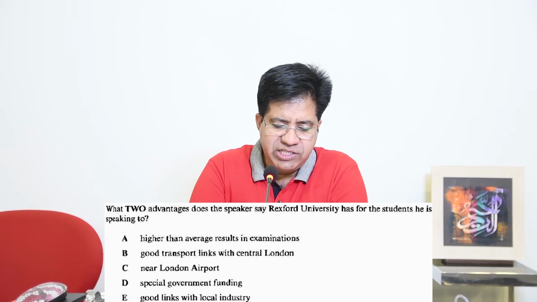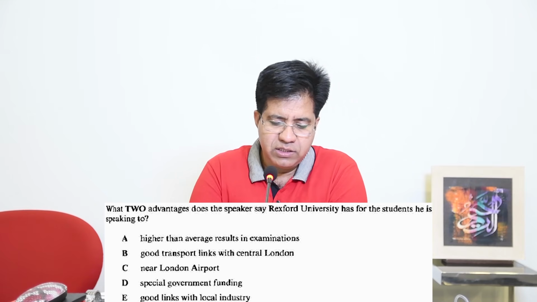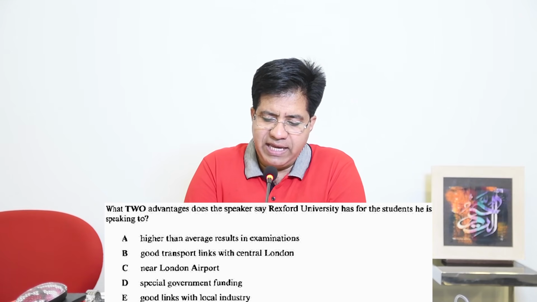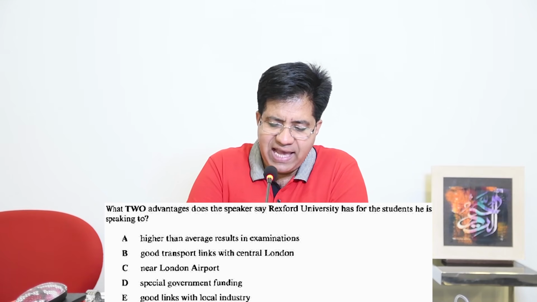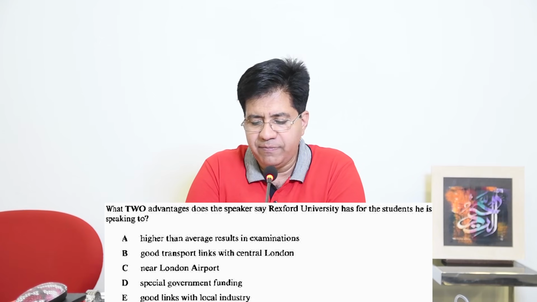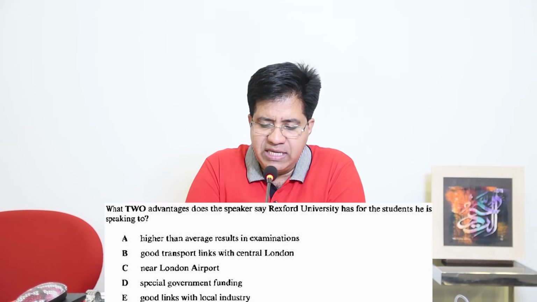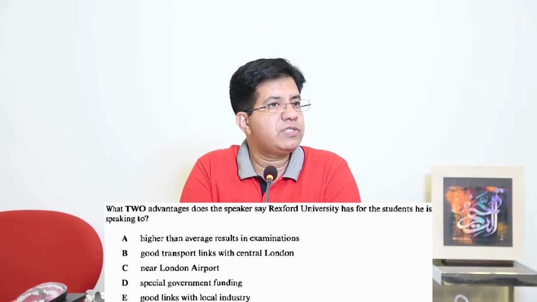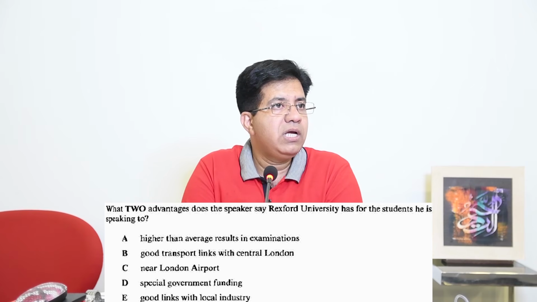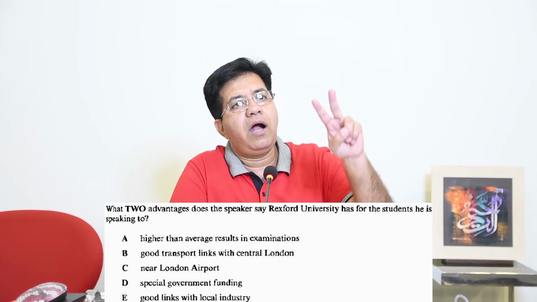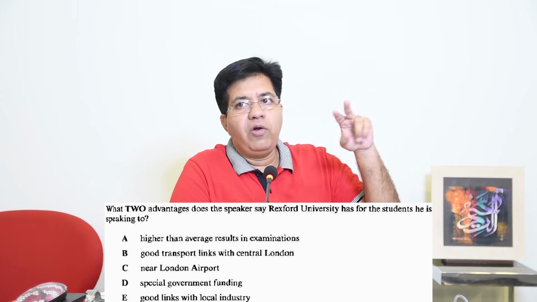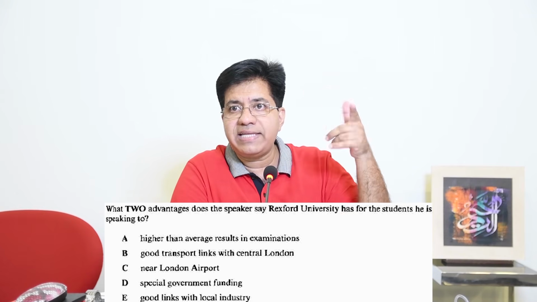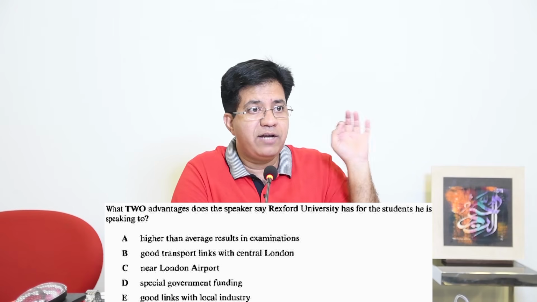What two advantages, underline two advantages, does the speaker say Rexford University has, underline Rexford University, for the students he is speaking to. Now there are 5 options, it's called double multiple choice. Out of 5 options there are 2 advantages. Now let's see what those advantages are, and the speaker will talk about them.